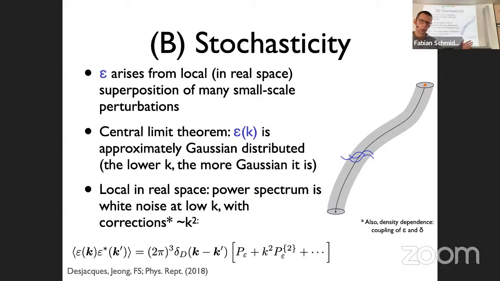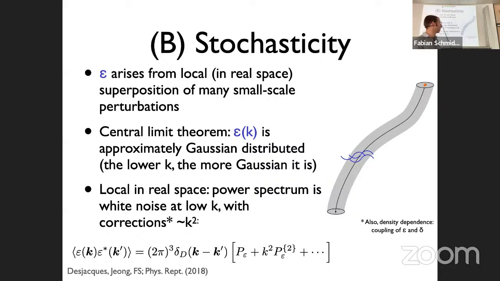And then the central limit theorem says that if I have something that's a superposition of many individual independent modes, it is approximately Gaussian distributed. And the larger the scale, the more Gaussian it is. So that already is a huge simplification, and I already know that the noise is close to Gaussian. And so if it's Gaussian, that means I can describe it with a single power spectrum. The second point is, what is that power spectrum?